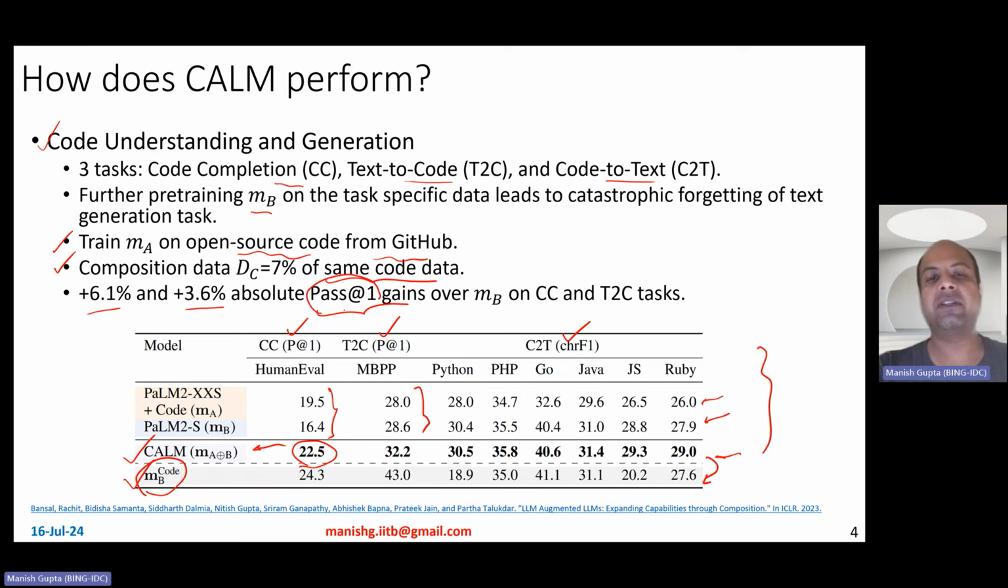So pass at 1 is a very interesting metric for code generation. And it's evaluated over 2 benchmark datasets, HumanEval and MBPP, which are code generation evaluation benchmarks. Pass at 1 basically means: was the model able to generate code which is accurate, right? So the first code piece that is generated by the model, is it accurate or not?